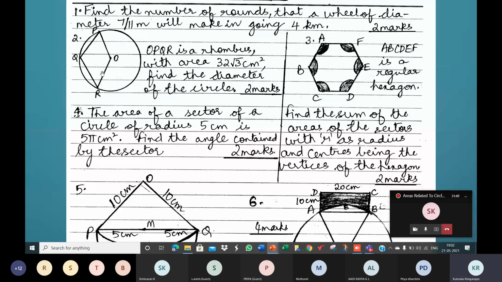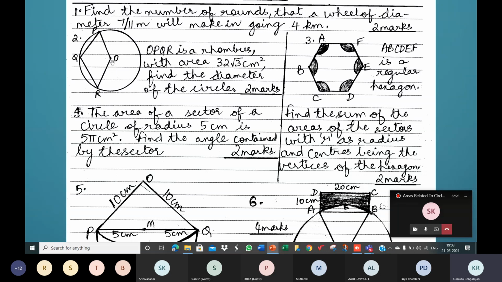We are given that OPQR is a rhombus. What is the property of a rhombus? In a rhombus, are opposite sides equal or all sides equal? All sides are equal. Not only opposite sides. In a rhombus, all sides are equal. So OP is equal to PR is equal to QR is equal to OR.